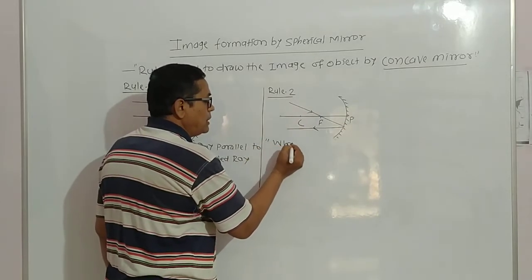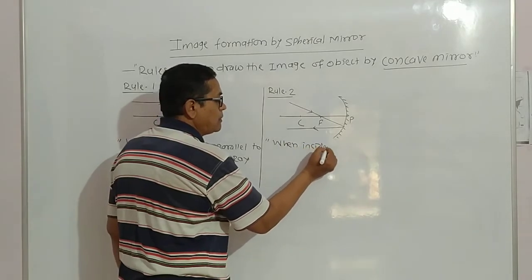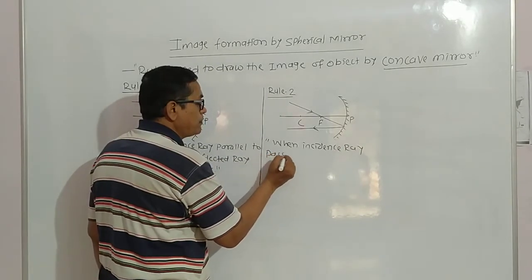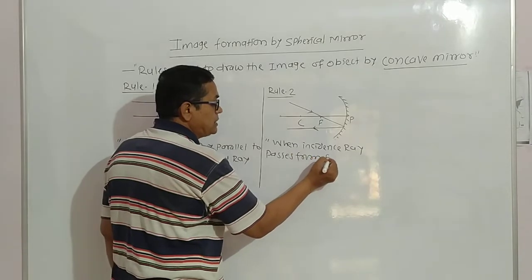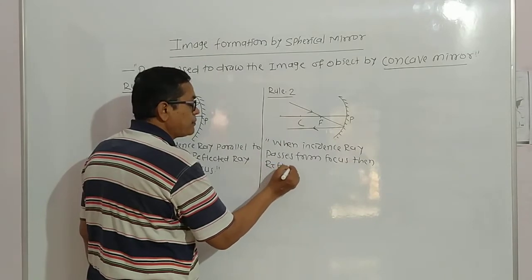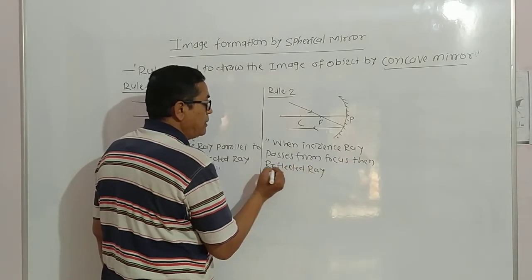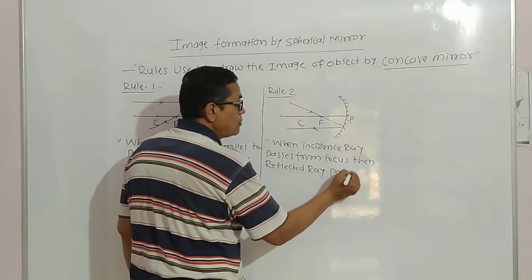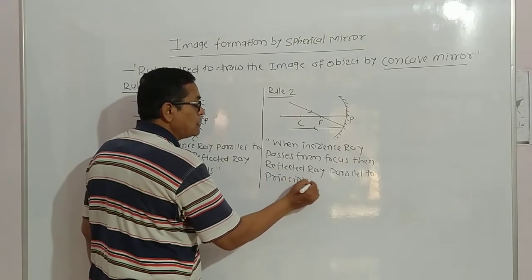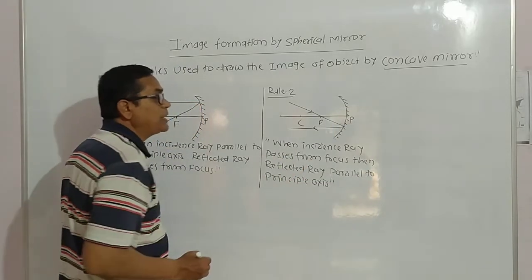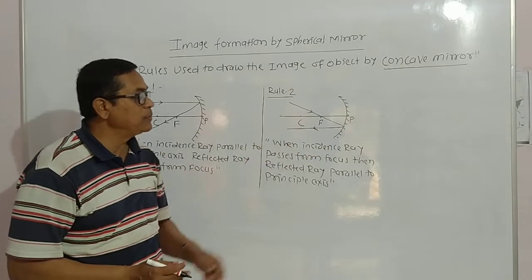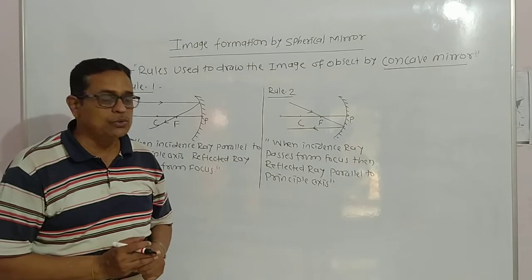When the incidence ray passes through the focus, then the reflected ray is parallel to the principal axis. That is rule number 2.